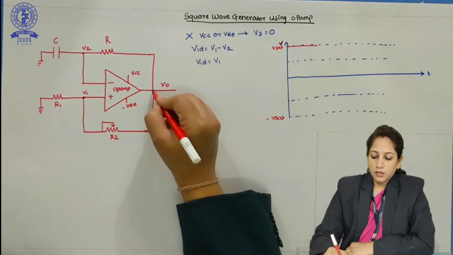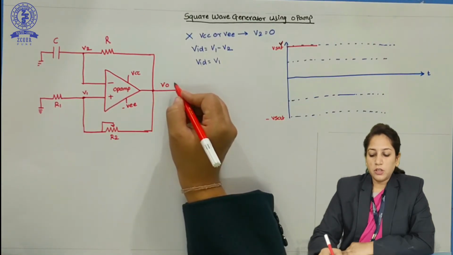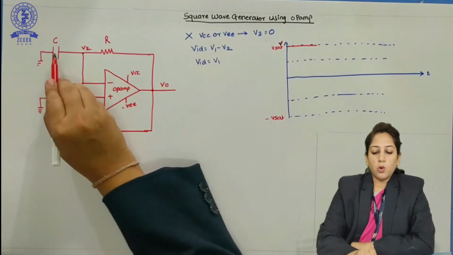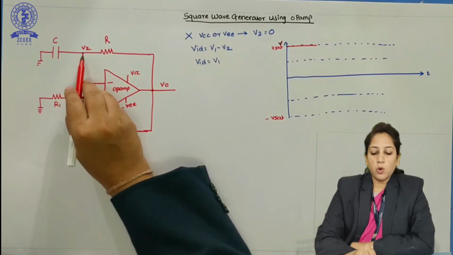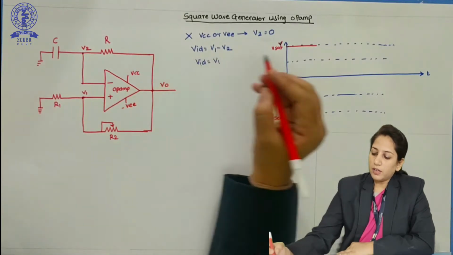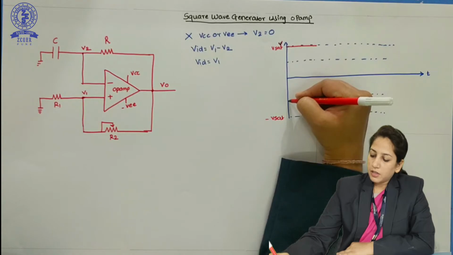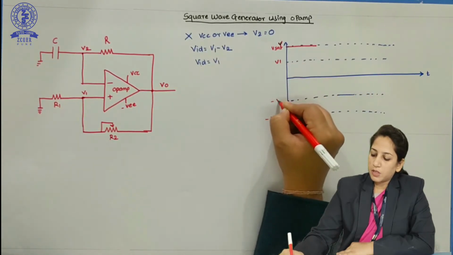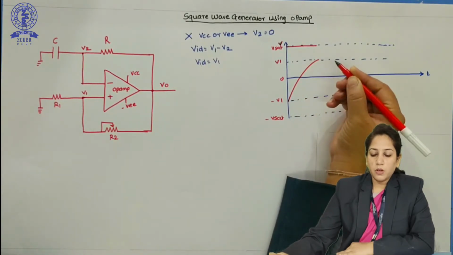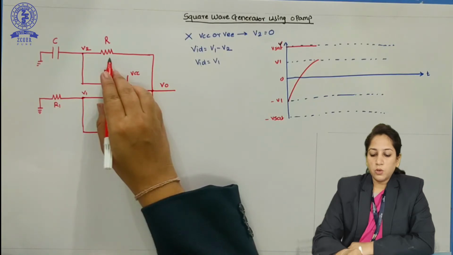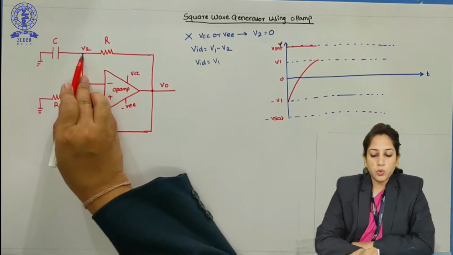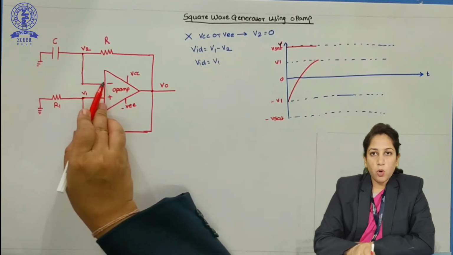Now when the output goes into V saturation, the output will be maximum, and at that time the capacitor will go on charging. This capacitor will go on charging across this resistor R. Okay, so at that time, suppose this is V1 and this is minus V1 voltage. So the capacitor will go on charging across this R. As the capacitor goes on charging, the voltage on V2 will increase. So on this terminal the voltage will go on increasing.